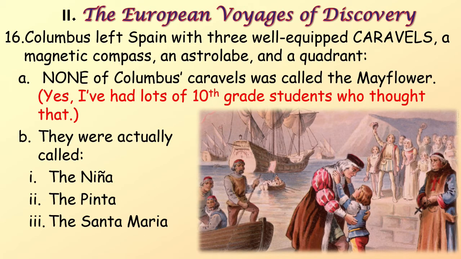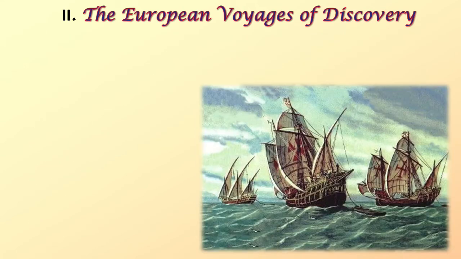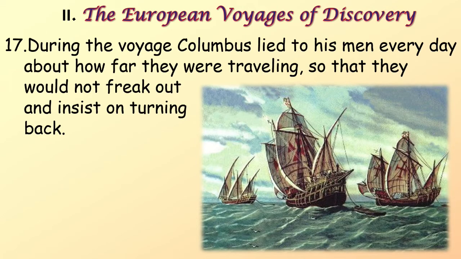Columbus left Spain with 3 well-equipped caravels and a magnetic compass and an astrolabe and a piece of equipment called a quadrant. None of Columbus's caravels was called the Mayflower. No. Yes, I've had lots of 10th grade students who thought that. They were actually called the Nina, the Pinta, and the Santa Maria. During the voyage, Columbus routinely lied to his men every day about how far they were traveling so that they would not freak out and insist on turning back.